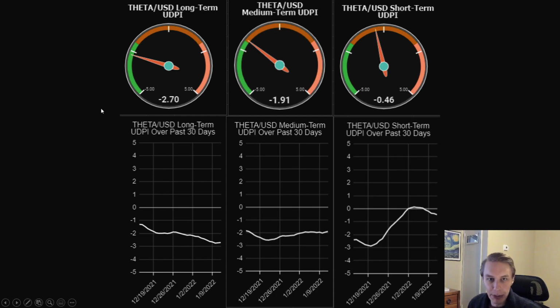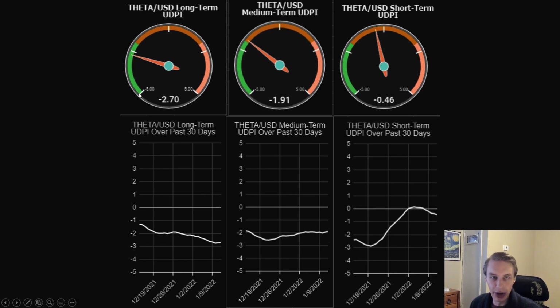And then to wrap this up, I do want to talk a little bit more about the precise levels that we're at right now, the precise numbers, and just talk about what these might suggest. So for the long-term UDPI, we're at negative 2.7, medium-term negative 1.91, and short-term negative 0.46. So as I was mentioning before, what this is basically suggesting from the UDPI's perspective is that in the long term, it thinks that Theta has notably more upside potential that's realistic than downside potential.